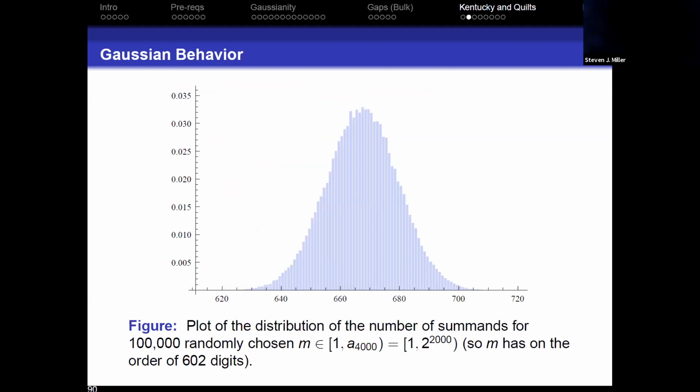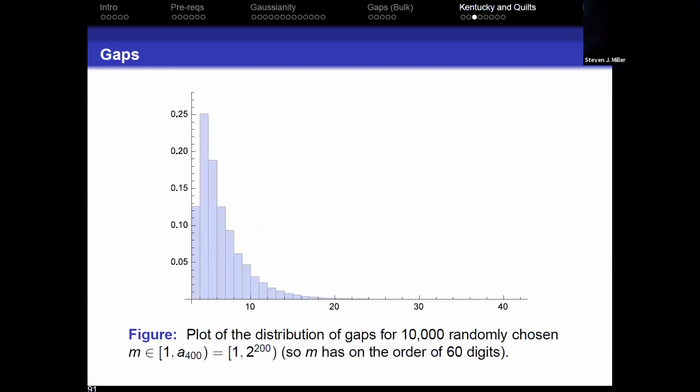We can plot the distribution of the number of summands. And so I chose 100,000 numbers randomly. And we get this Gaussian behavior that we had commented on before. It turns out this Gaussian behavior is a general result in most problems like this.